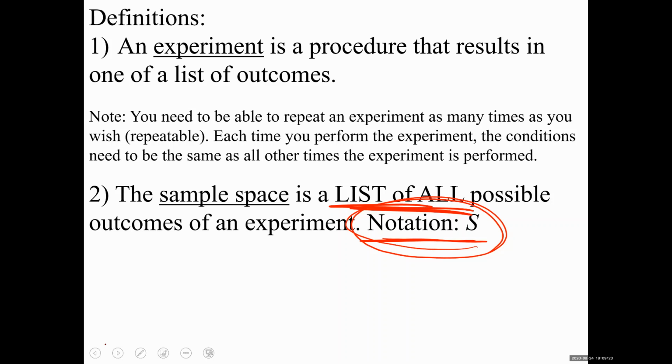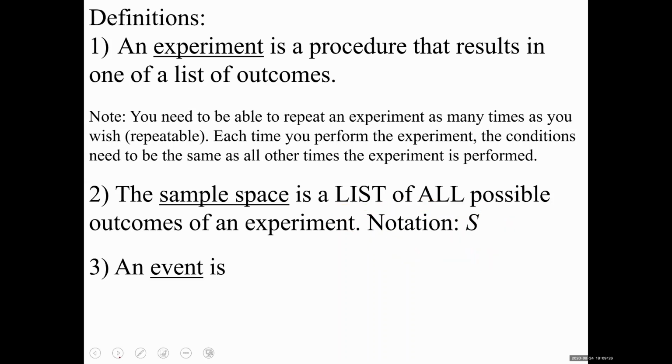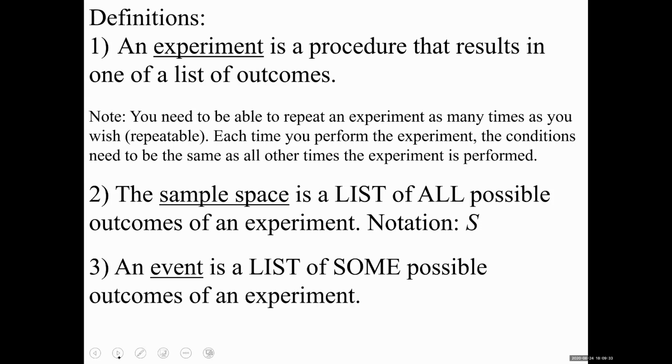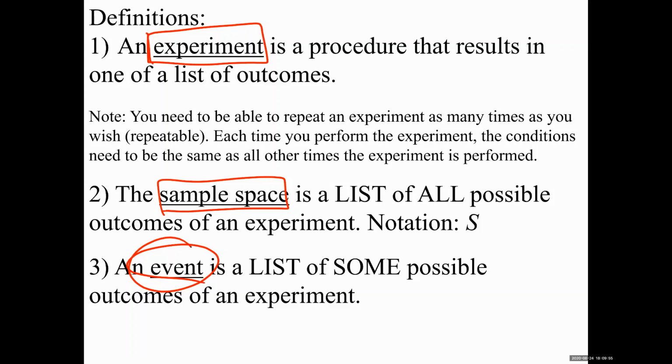Okay. And then we have this word event. An event is also a list. It's not a list of all the outcomes, it's a list of some of the outcomes. It's a list of some possible outcomes of the experiment. The event is the list of outcomes that we're going to find the probability for. So remember, in every probability problem, you're doing something, which we're calling an experiment. That thing we're doing has outcomes. This is the list of all those outcomes. And I'm going to focus on one outcome or a group of outcomes, and ask you, what's the chance that that happens? Okay, so that's the idea there.